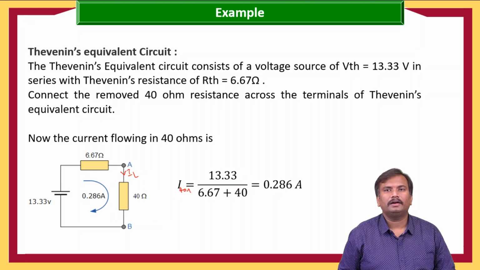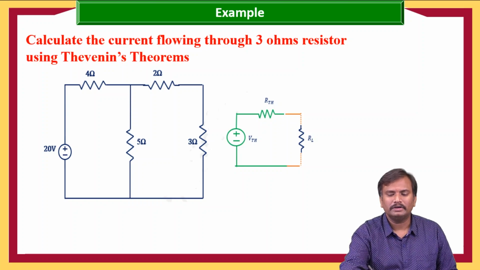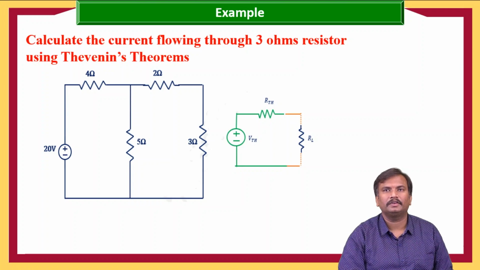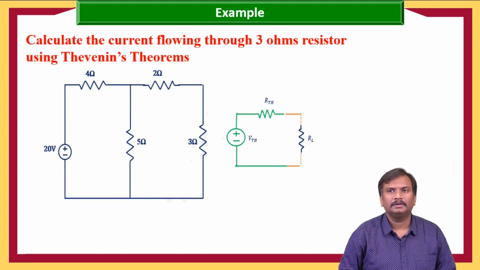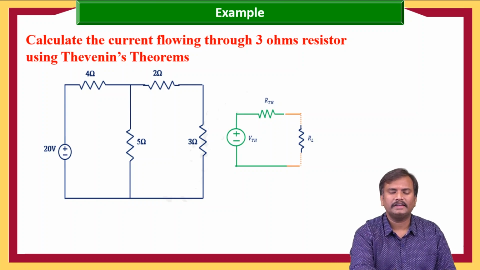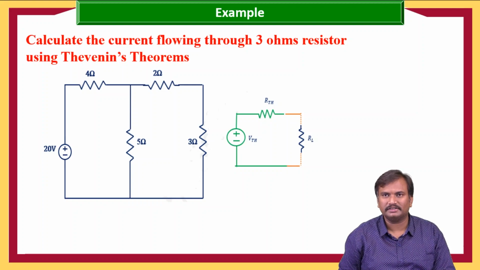Now we need to go with another example. Here we need to calculate the current flowing through the 3 ohm resistance using Thevenin's theorem. Here we have only a single source and 4 resistors connected, and we are considering that 3 ohm resistance as the load resistance.